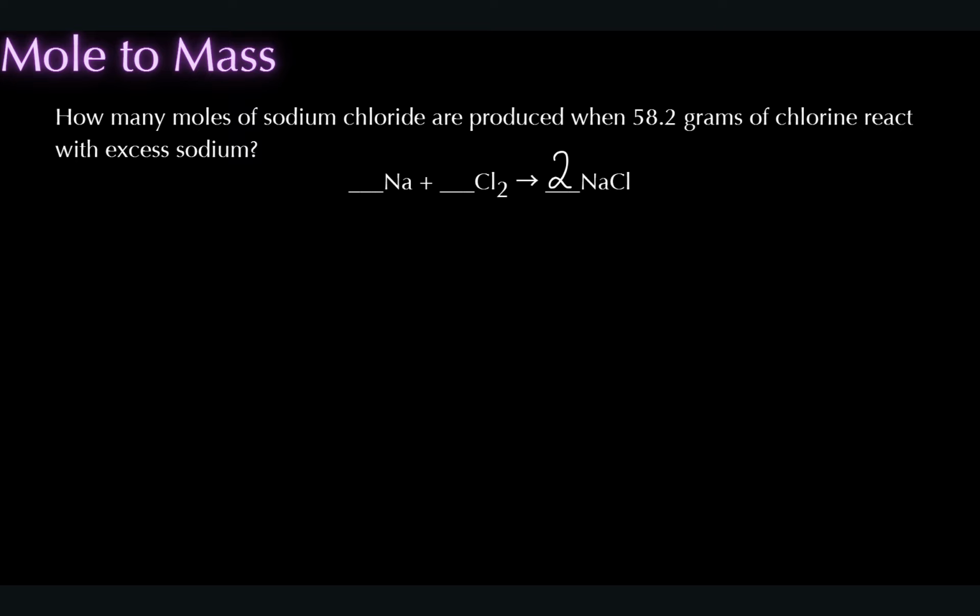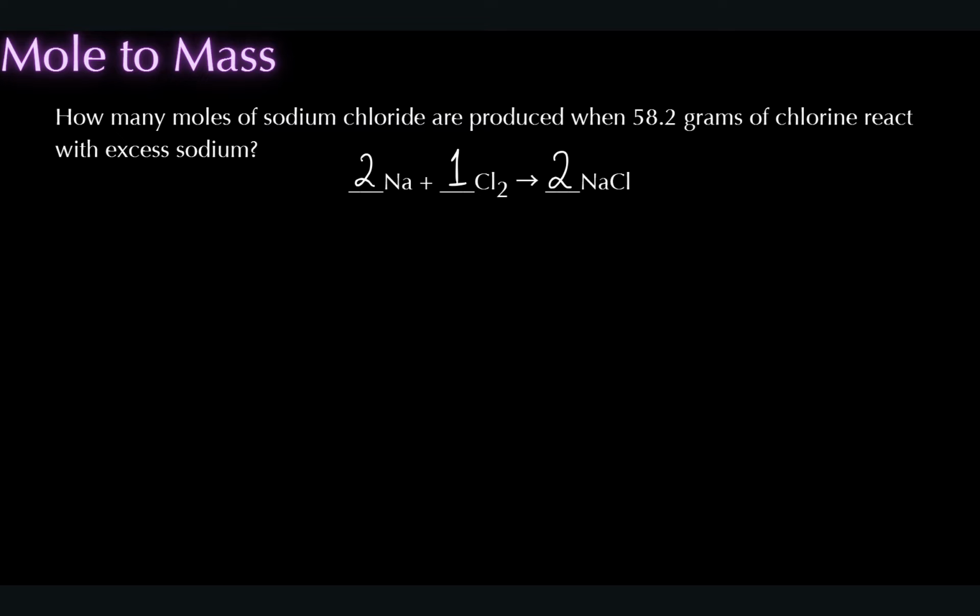Now, to balance out the number of sodiums on the product side, we need to put a 2 out front of the Na on the reactant side. Then anything that we leave blank, we're going to put a 1 out front.